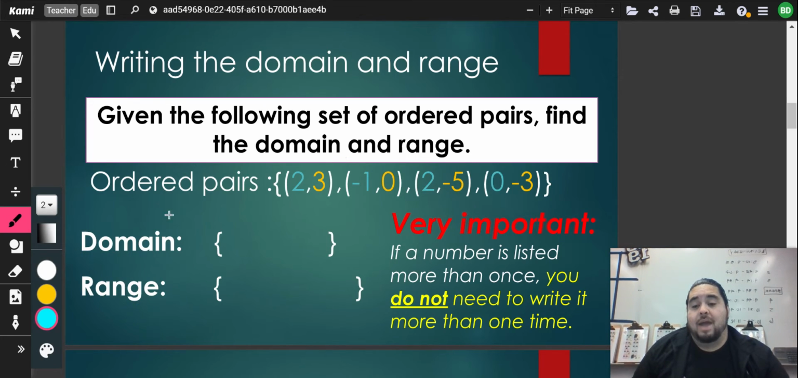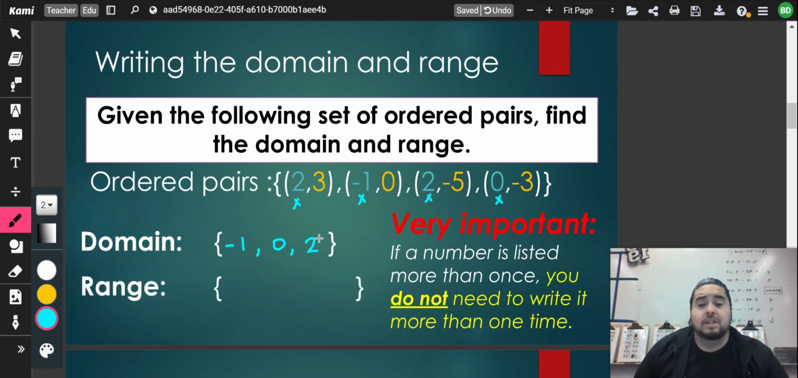So remember, domain is associated with our x values. Our x values are going to be the first number in our ordered pairs. Okay, so we have 2, -1, 2, and 0. In order from least to greatest, we're going to start with -1. And then we have 0, and then we have +2. Now, +2 happens twice, but again, we only write it one time. We don't have to write the second time down.